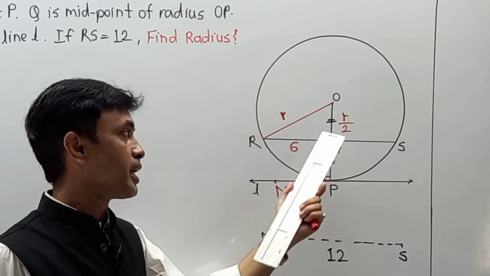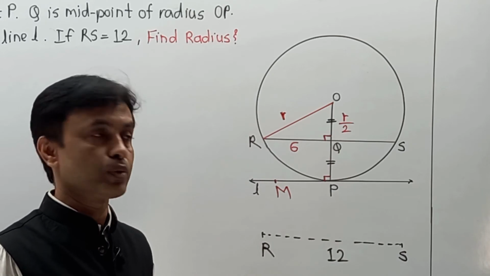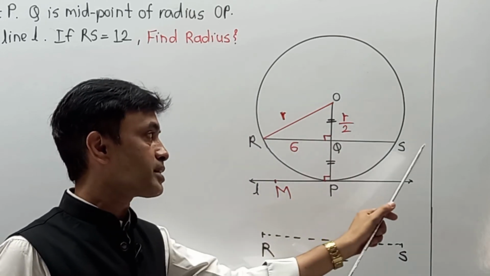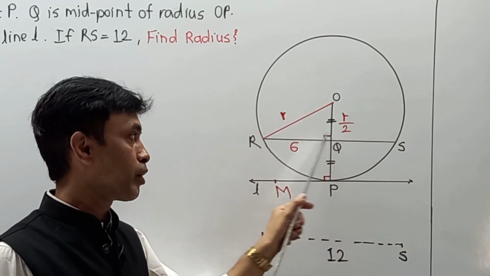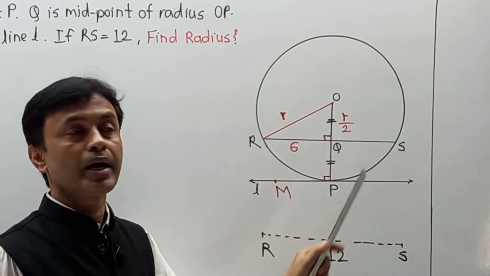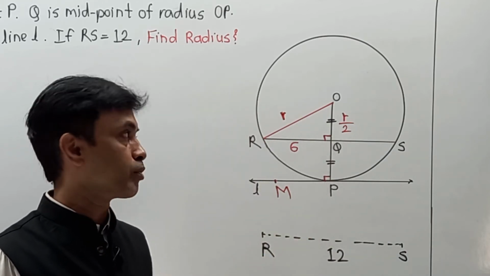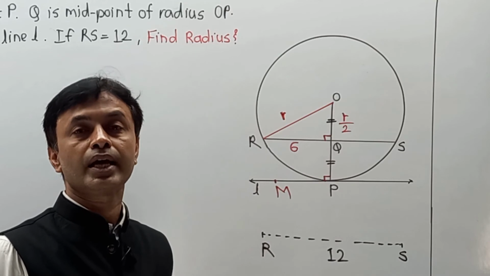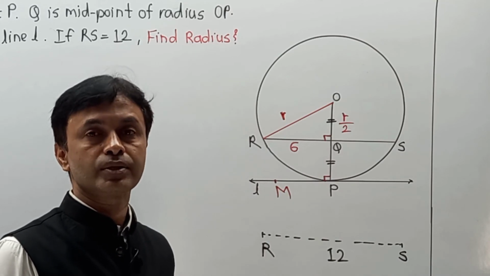If the first angle is 90, automatically this corresponding angle is 90, that I am going to write in group 2. Third, as RS is 12, naturally the perpendicular from the center to the chord bisects the chord, this RQ becomes 6, that I am going to write in the third group. And the fourth is about the triangle and Pythagoras theorem. So I am going to write the 1, 2, 3 parts, pay attention.